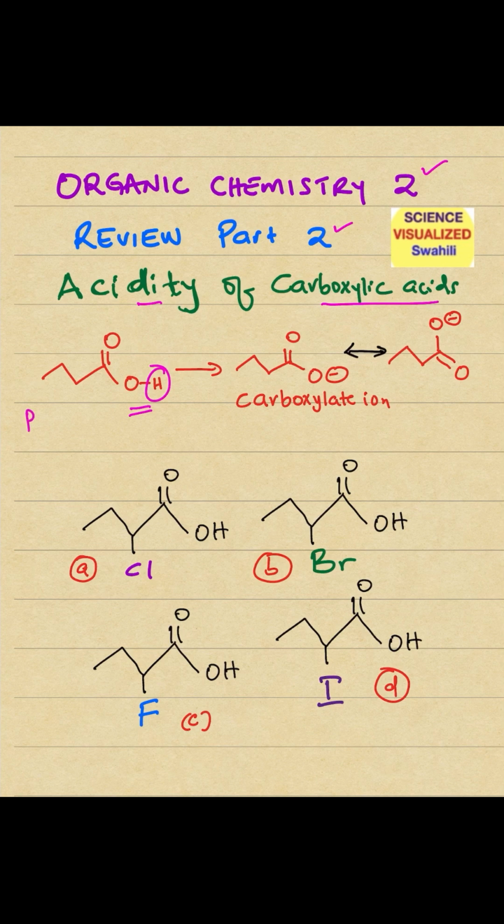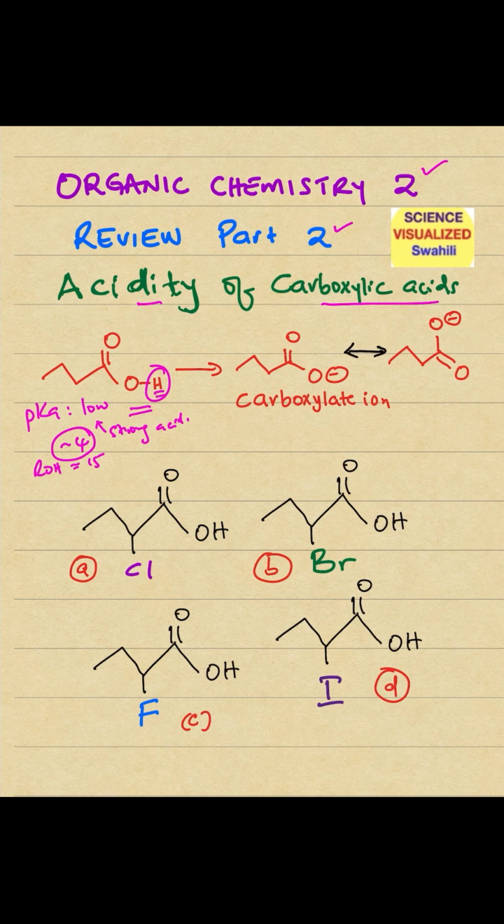So we use something called pKa value. So low pKa means strong acid. Carboxylic acids have pKa of about 4, while alcohols have pKa of about 15. So you can see carboxylic acids are stronger acids than alcohols.